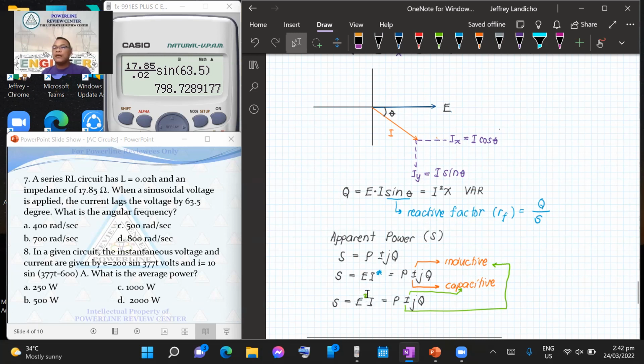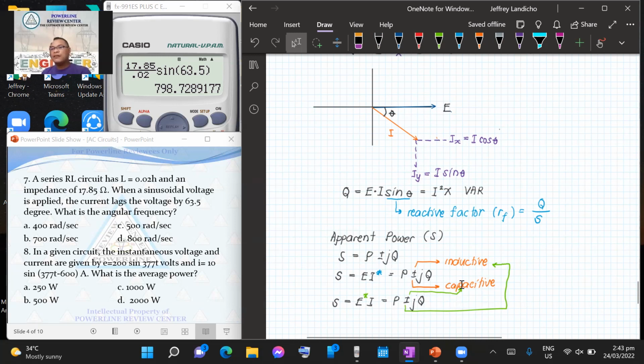Sir, bakit? Kasi most of the time, yung ating voltage, siya ang reference na kay angle 0. Tama ba? So, i-conjugate ko man ng 0, is still what? 0. So, walang magbabago. Makalimutan ko mag-conjugate, hindi magbabago ito. So, alam ko agad na kapag positive, yung reactive, capacitive. Pag negative, inductive.